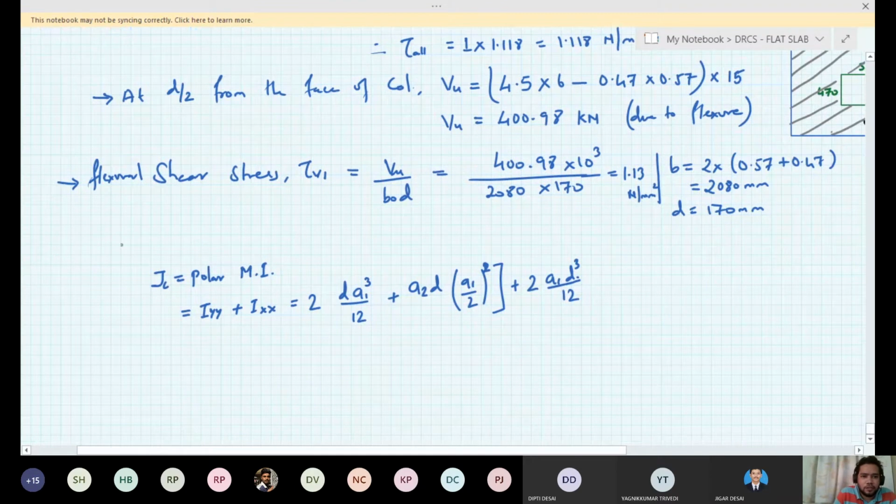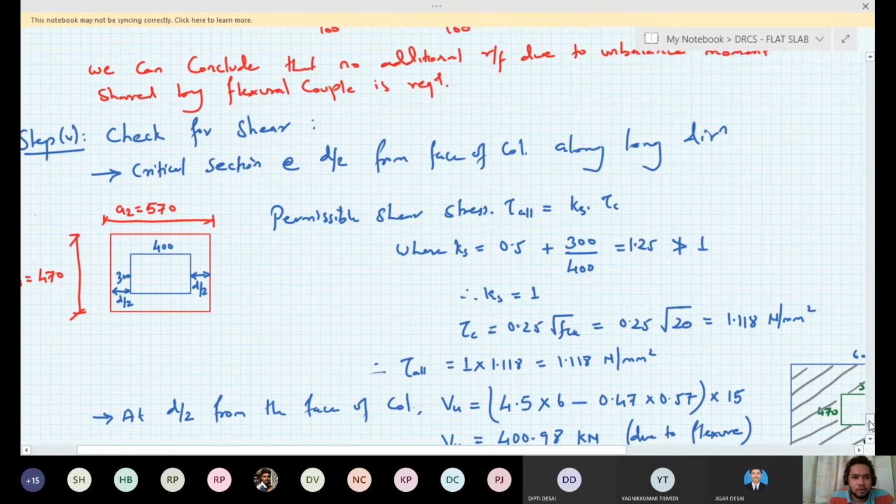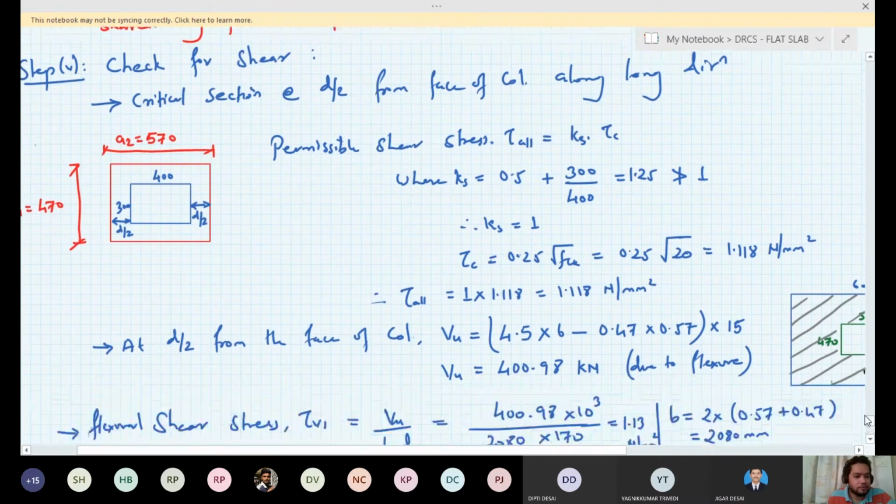So next is to find the shear stress due to the shear couple. For that we have to find out the polar moment of inertia Jc. So polar moment of inertia is 2 into d. Here d is 170 mm, a1 is 470. Wait.